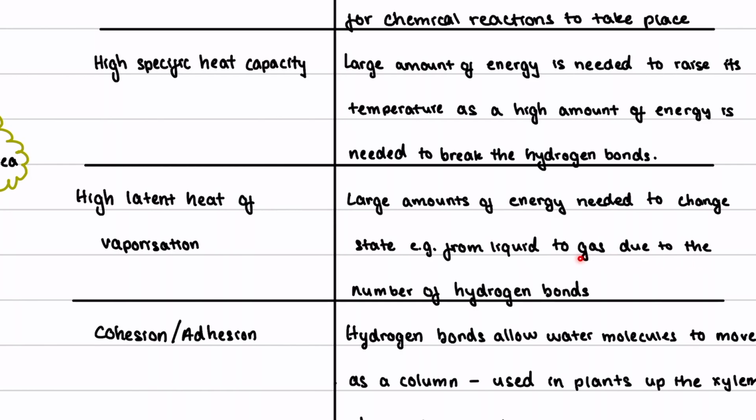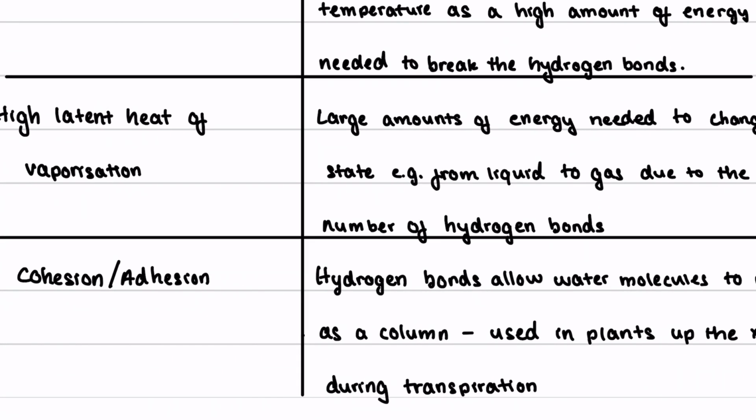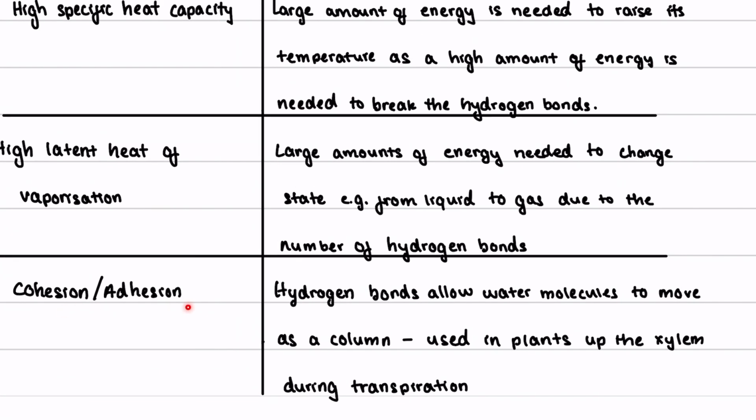Lastly, water molecules allow for cohesion and adhesion, as the hydrogen bonds between water molecules allow water to move as a column, seen in plants up the xylem during transpiration.